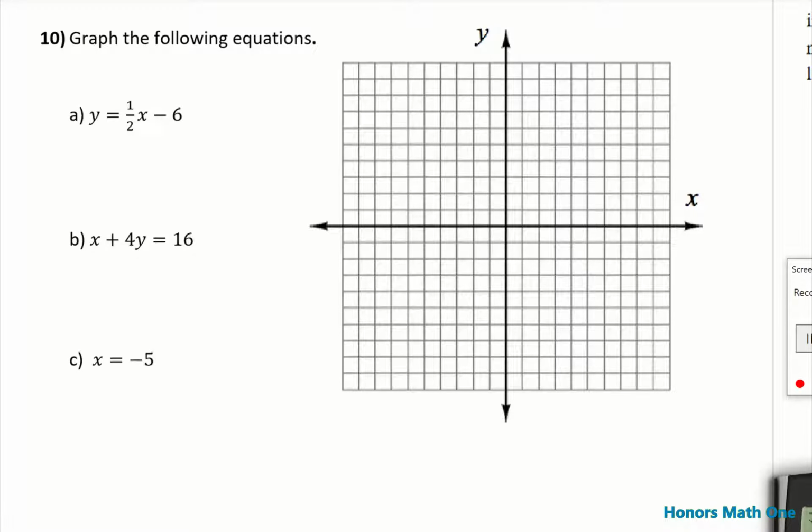In question 10, we're asked to graph three functions. They're not written in function notation: A, B, and C. Probably the easiest one to graph is A, because it is written in slope-intercept form. So when I look at this, I understand two things right away. This has a slope of up 1 over 2, rise 1, run of 2, and it has a y-intercept that lives at the number -6.